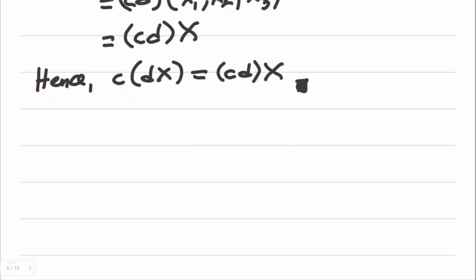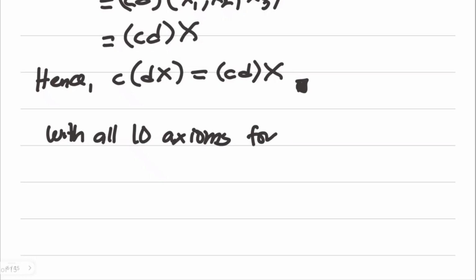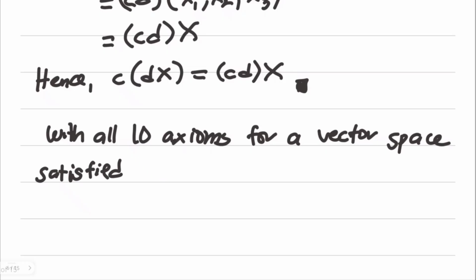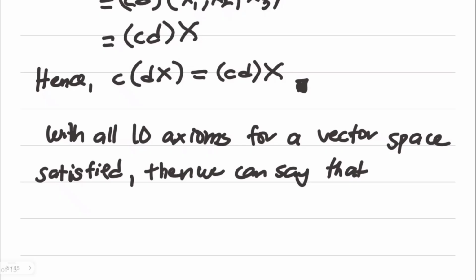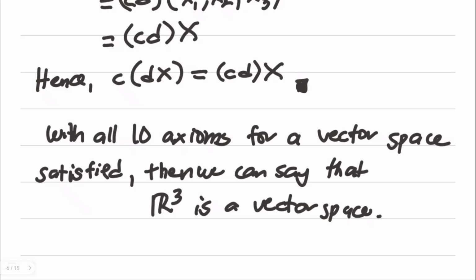Okay, so with all 10 axioms for a vector space satisfied, again, this is not necessarily part of this video, but I was just going to close this one here. Then we can say that your R3 is a vector space. So I just want to finish that here, so that later on we will no longer return to proving whether R3 is a vector space.